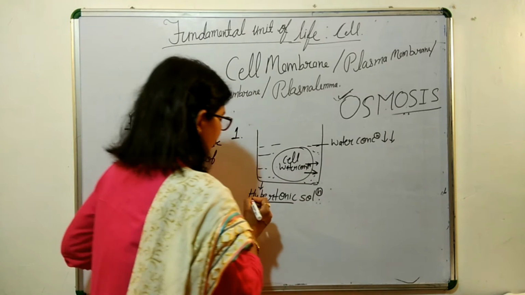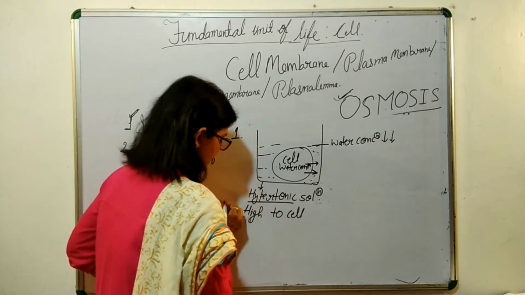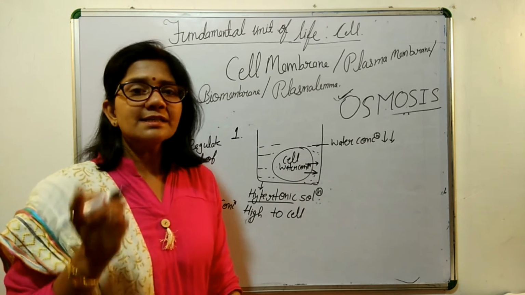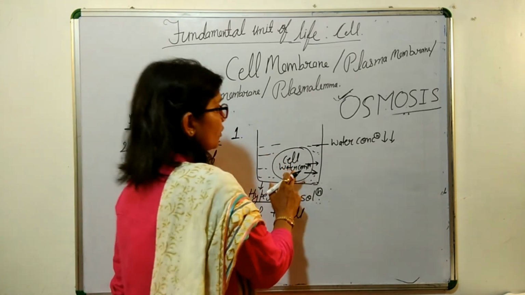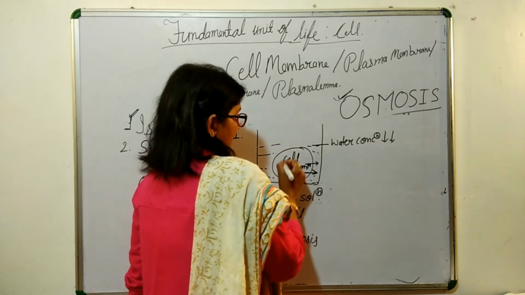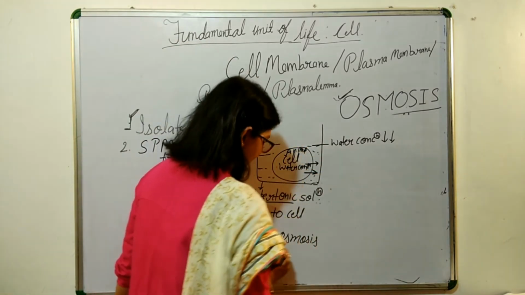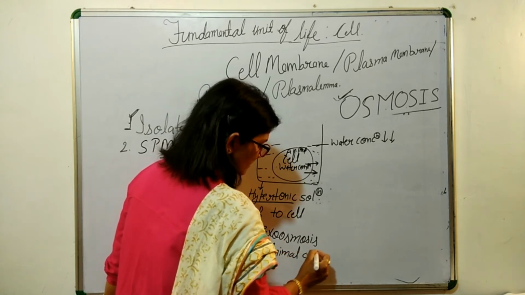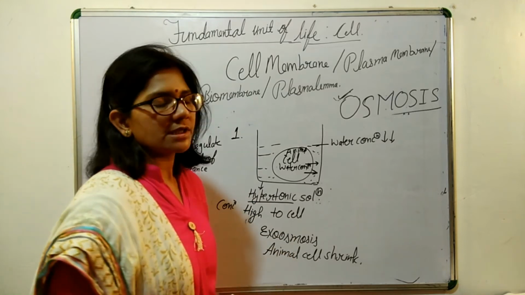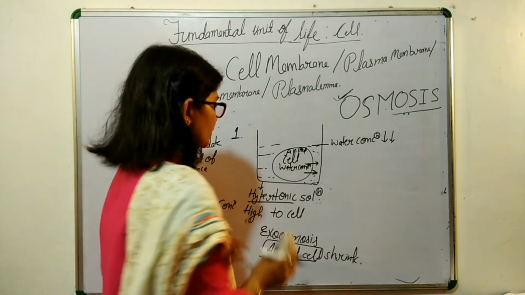In short, we can learn hyper, or high, to the cell. What? Concentration. If the concentration is high compared to the cell, then that solution is known as a hypertonic solution. In this situation, the water will move out, and this process is known as exoosmosis. If this cell is an animal cell, then what will happen? The water will move out and the animal cell will shrink. So it was the first situation. About plant cell we'll discuss later. Mainly here it is an animal cell due to exoosmosis.